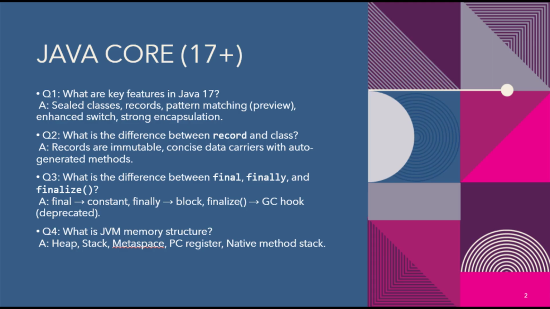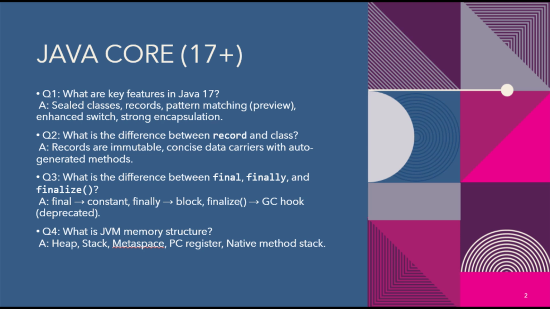Java Core 17+. Let me start with Java Core, because this is the foundation for backend engineering roles. In Java 17, some important features include records, sealed classes, enhanced switch expressions, and stronger encapsulation. These features improve code readability, maintainability, and security. A common interview question is about records versus normal classes.